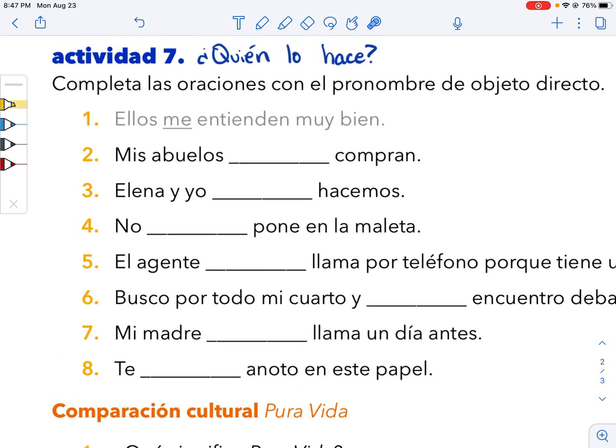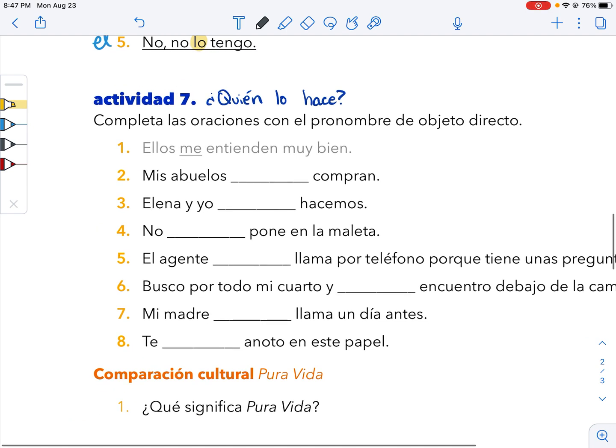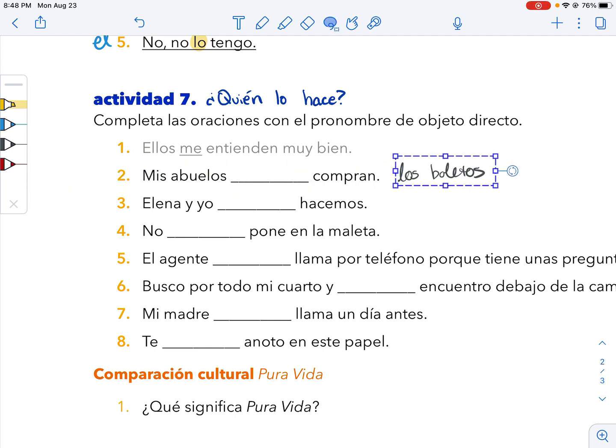Número 2. Oh, sorry. I didn't read the first sentence. Mis papás no compran los boletos. So my parents do not buy the tickets. Here we're talking about los boletos. So my parents don't buy me the tickets. Mis abuelos compran. My grandparents buy them. Buy what? Los boletos. So it's going to give los. Mis abuelos los compran. They buy them. My grandparents buy them.